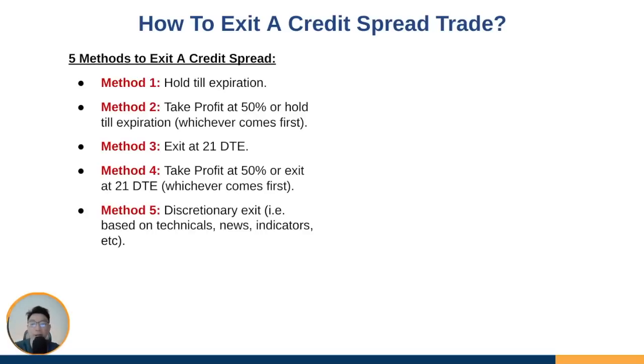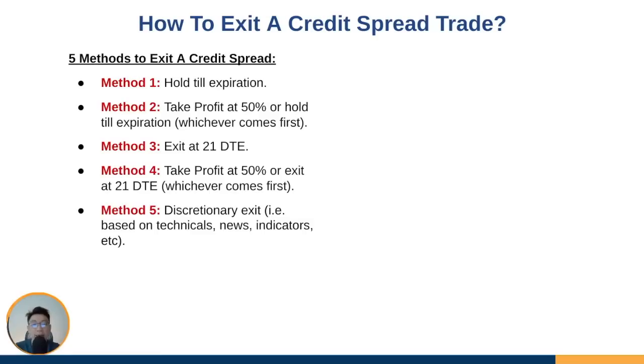Now method number 5 is discretionary exit. This is based on maybe you have technical analysis, or maybe you like to follow the news, or you have some indicators that tell you to get out of the trade, right? So this is what I call discretionary exit. As for the result of this, it's very, very hard to tell because it's discretionary. And if it's discretionary, it's 100% reliant on you as the trader for the final result, right?